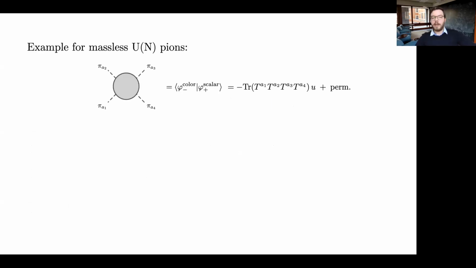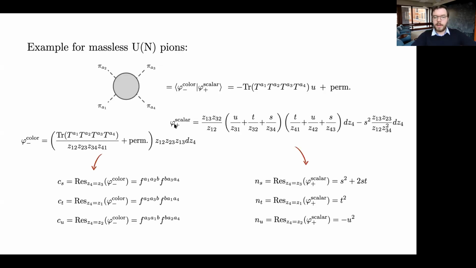So here is just a final example. If you wanted to compute an amplitude for massless pions, you can do it by intersecting these two forms, and they're given as follows. It will give you this answer. However, if you wanted to just obtain numerators straight away, what you can do is pass it through the residue machinery, and it gives you the color numerators and kinematic ones for free.